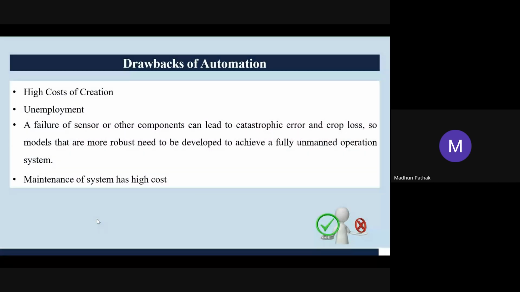But what are the drawbacks? It definitely requires a high cost of production, a high cost of creation. Then unemployment will be a huge issue if we talk particularly about India. A failure of a sensor or other components can lead to catastrophic error or crop loss. So models that are more robust need to be developed to achieve a fully unmanned operation system.